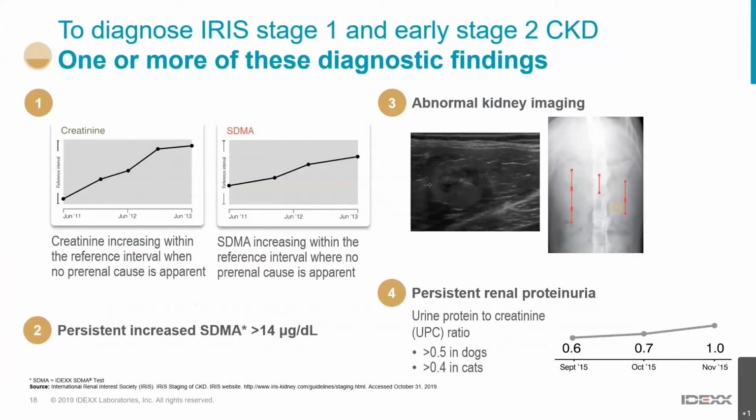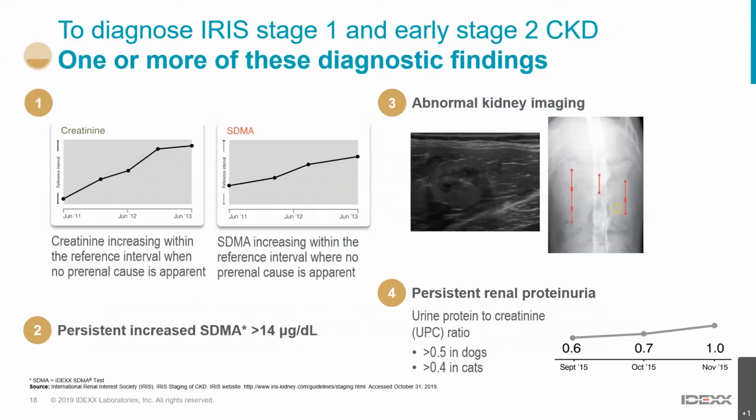Firstly, when it comes to creatinine and SDMA trended increases, we're looking for either of these increases or a combination of both. You may notice that the trending of SDMA within the reference interval can now be considered alongside the trending of creatinine within the reference interval. This was a change made in late September 2019. Also note, they have added in a statement about no pre-renal cause being apparent.